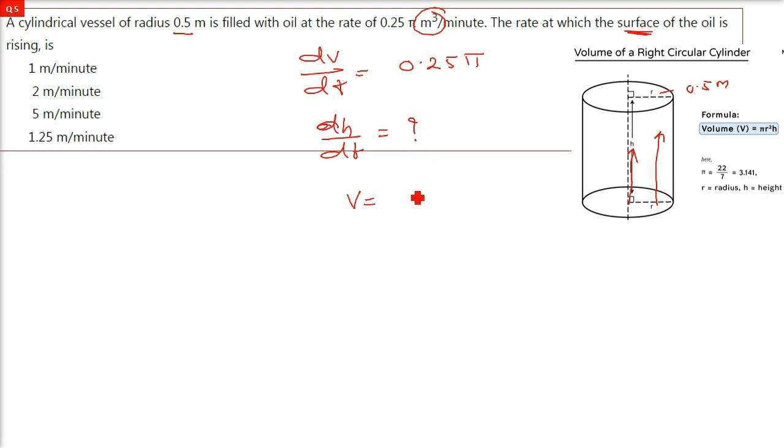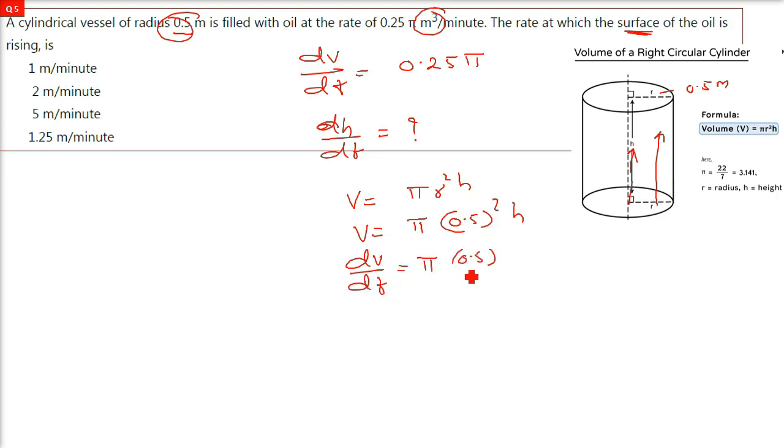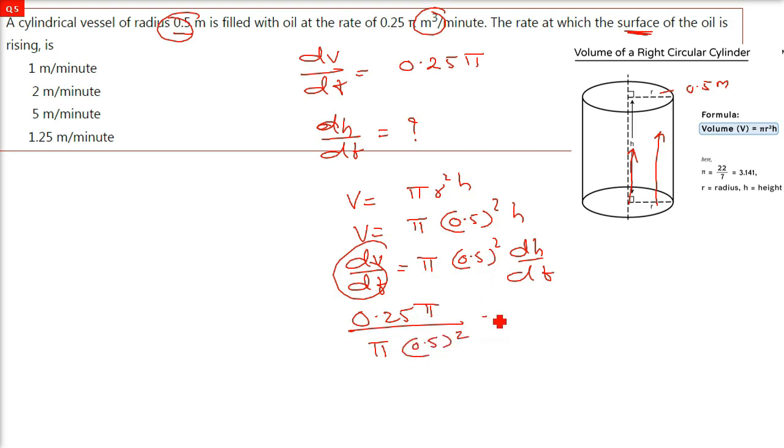So volume is pi r square h. Now it's better that those things which are constant we can just directly write, rather than differentiating with the product rule. We have to assume r square is constant, then differentiate h, and vice versa in the next case. So I'm just writing this as 0.5, this is already given, 0.5 whole square, and this is r square. And this dH by dt, differentiate both sides, dV by dt. So this is 0.25 pi, the denominator is pi, 0.5 into 0.5 is again 0.25. So the numerator and denominator will get cancelled out. dH by dt is simply 1.